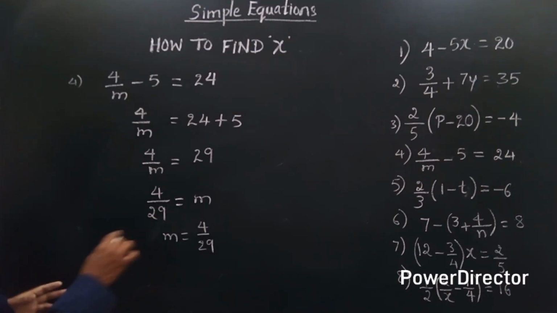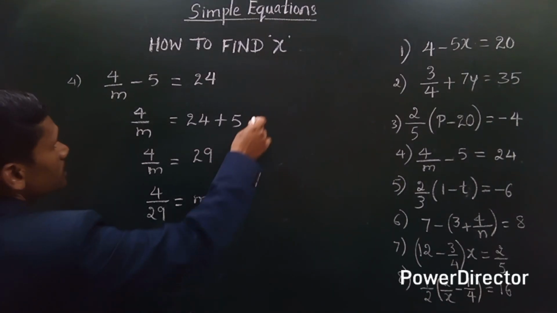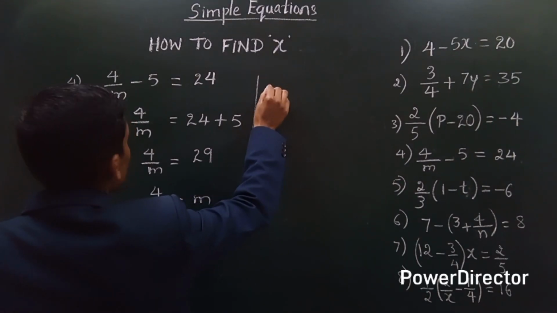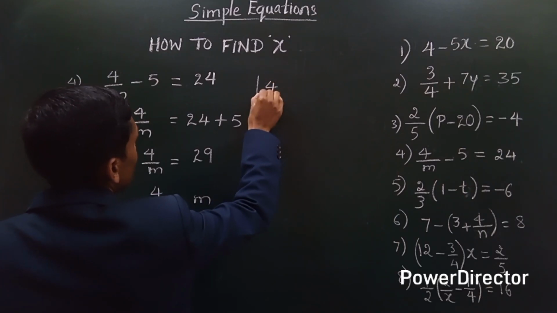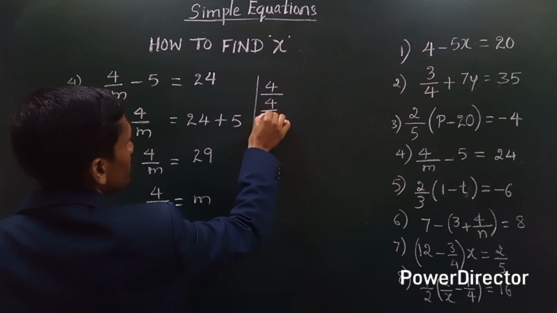You can see this is the answer. Whether we are right or wrong, let us check it once. This is just verification. That is 4 by m means what? 4 upon 29. 4 by 29.